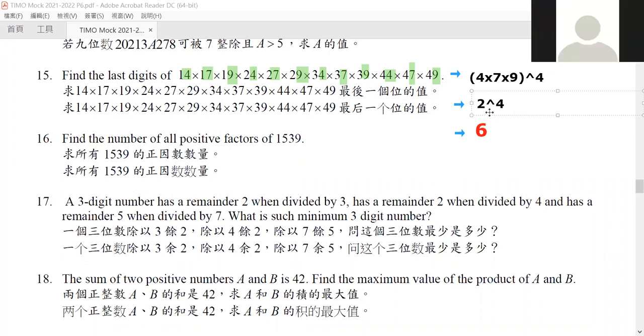No. Why? Because what does that mean? This means 2 times 2 times 2 times 2. If we multiply them 4 times, this is the meaning of our index, right? 2 to the power 4 is 2 times 2 times 2 times 2. We multiplied it 4 times instead of 2 times 4. So this number is actually equal to 16. So the final digit is actually equal to 6.